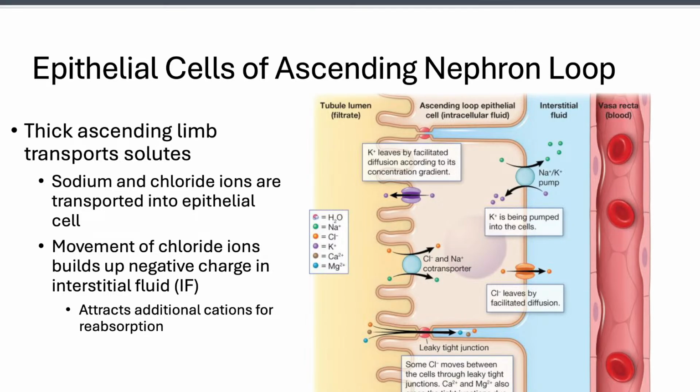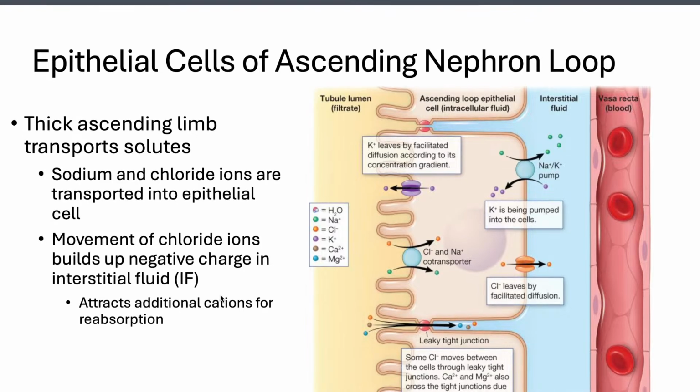So let's read this text. Potassium leaves by facilitated diffusion according to the concentration gradient. Chloride is pumped into here. And since this interstitial fluid is going to be negative because of all the chloride, it's going to bring in that potassium and sodium.